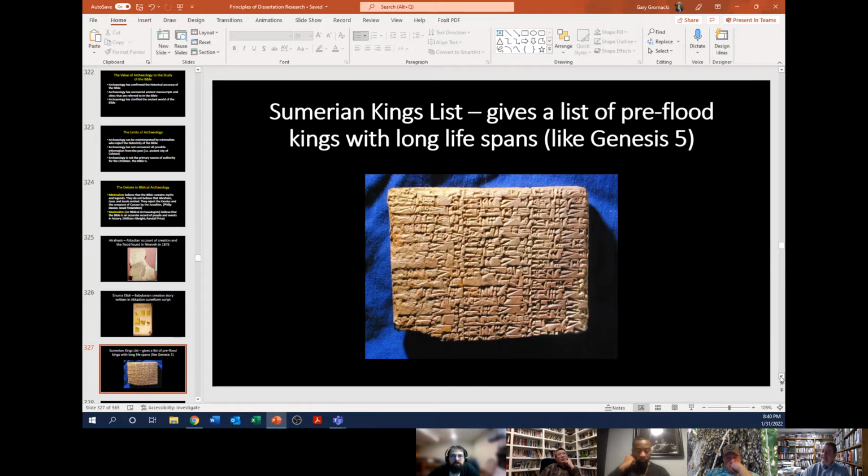The Sumerian kings list gives a list of pre-flood kings with long lifespans, just like Genesis chapter 5. And in the list, there is a line that says the flood swept over. So there actually is a reference to the flood there. And of course, we have the long ages of what we call the antediluvians, the people who lived before the flood, as described in Genesis chapter 5, Methuselah living to be 969 years.